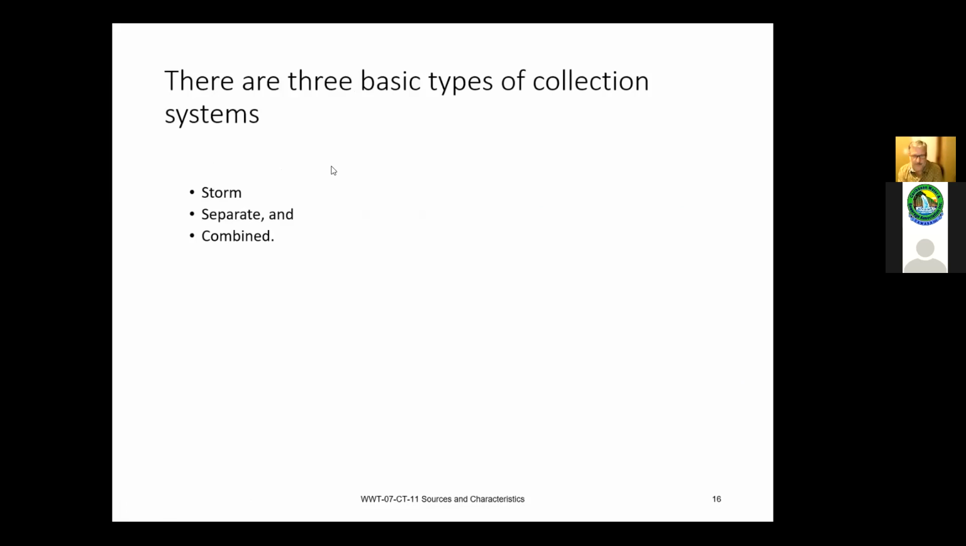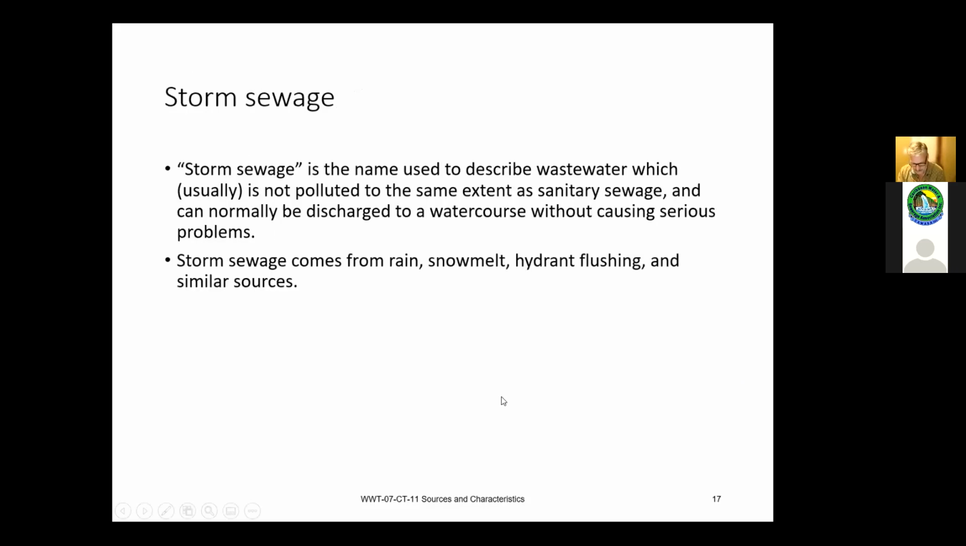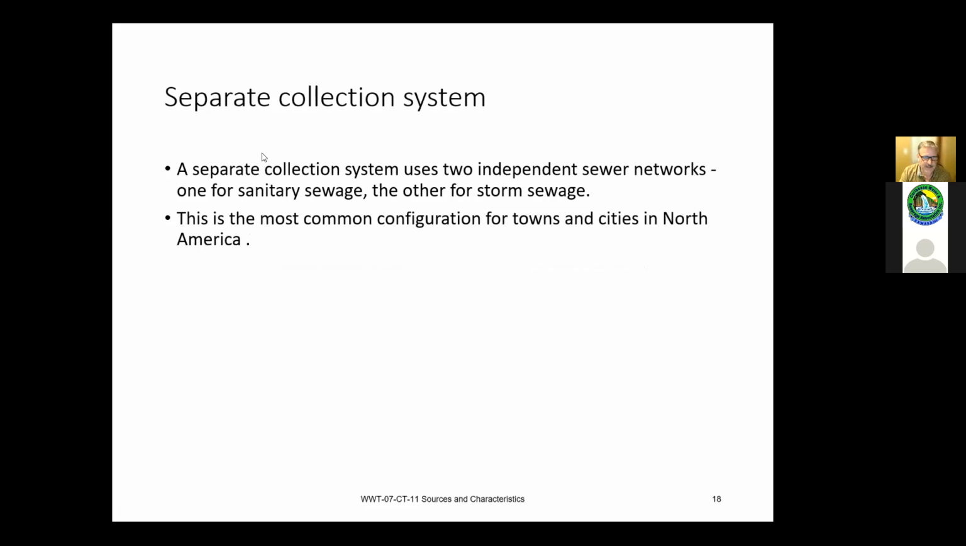There are three basic types of collection systems: storm, separate, and combined. I'm not sure what type of system you have in your areas, but we're going to touch on all three of these. A storm system is basically rainwater. It's collected, and hopefully it does not go to your plant. It can be directed right to a stream or some kind of waterway. A separate collection system separates, so all you have is sewage in that line coming to the plant. It's much easier to treat. You do not have the problems of increased flows at the plant every time there's a rain event.